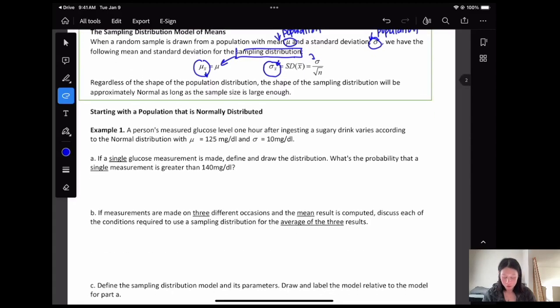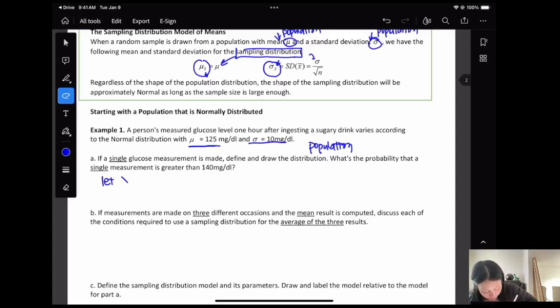Okay, starting with a population that is normally distributed. A person's glucose level measured 1 hour after ingesting a sugary drink varies according to the normal distribution. Mu is equal to 125, sigma is equal to 10. All right, so now take a look. This one is the population mean and population sigma. If a single glucose measurement is made, define and draw the distribution. What is the probability that the single measurement is greater than 140 milligrams?